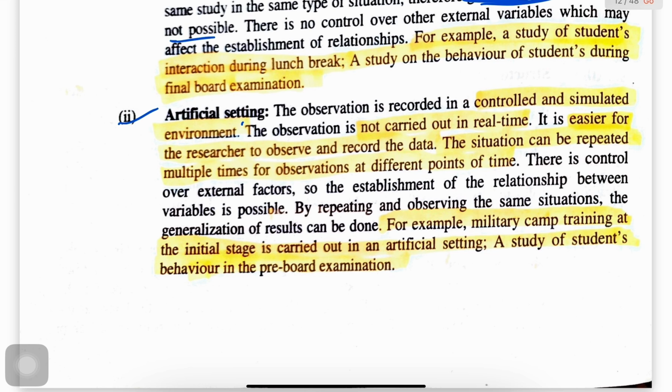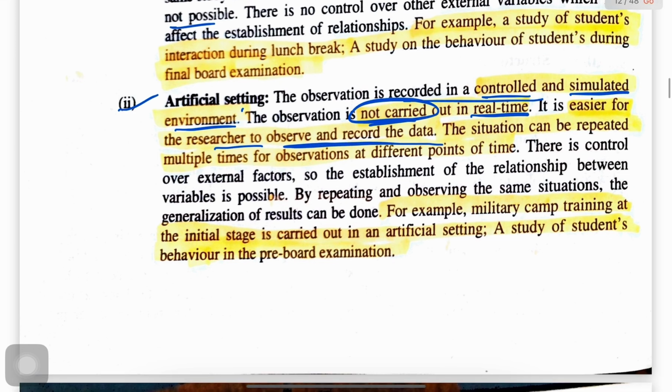In an artificial setting, we have the observation recorded in a controlled and simulated environment. It is not carried out on a real-time basis, so it is easier for the researcher to observe and record the data. It can be repeated multiple times for the observation at different points of time.